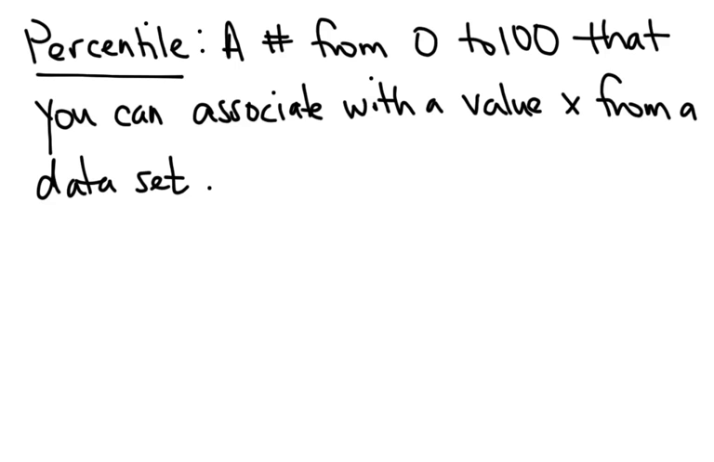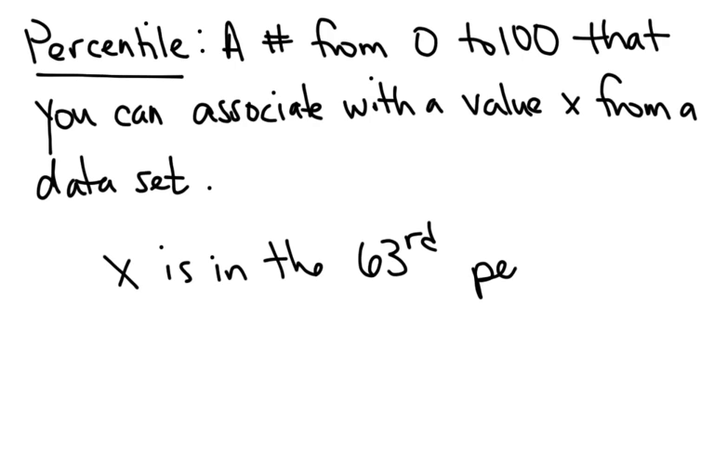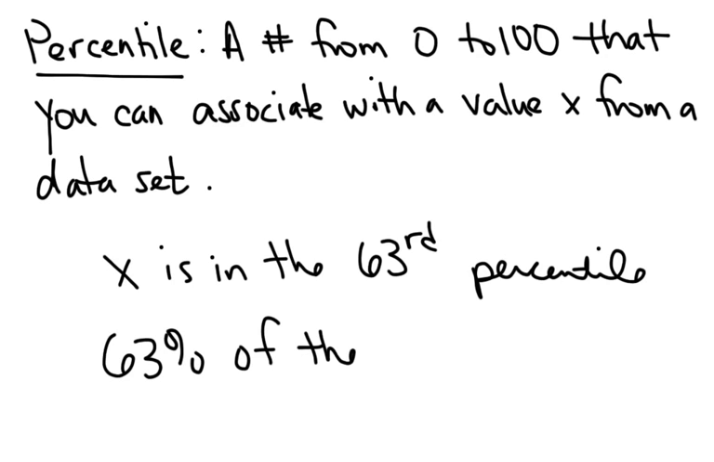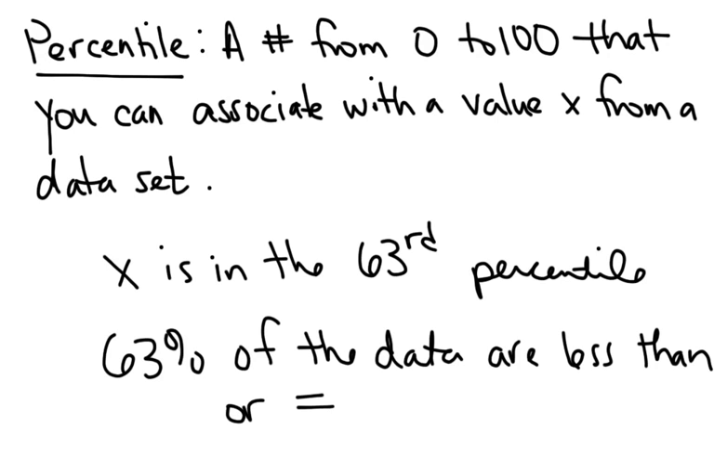A percentile is a number from 0 to 100 that you can associate with a value x from a data set. So if you say that x is in the 63rd percentile, what you're saying is that 63% of the data are less than or equal to x. Let's do a problem where we work with a percentile.